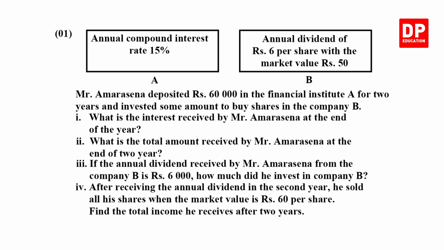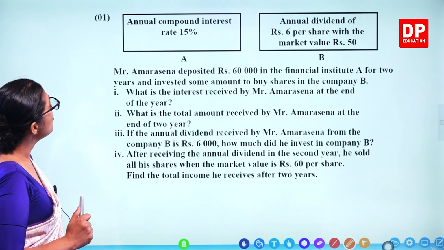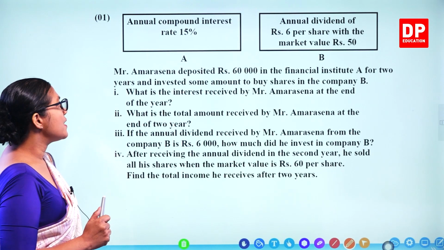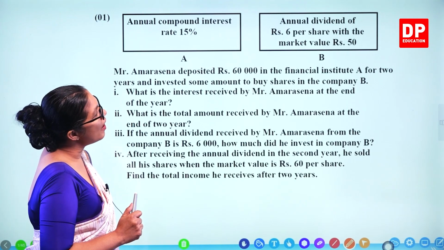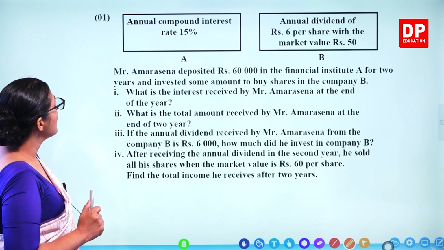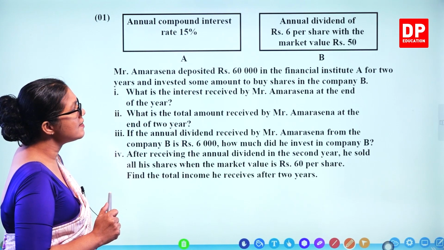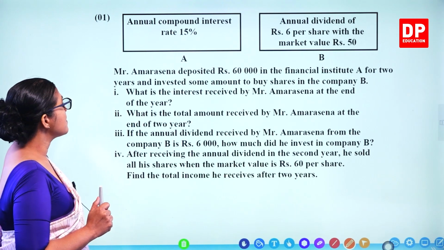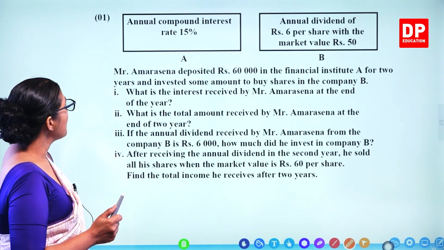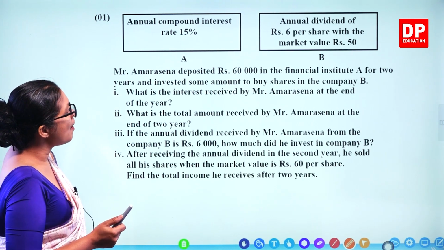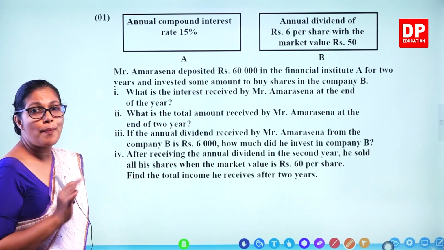Let's do question number 1 in paper 2, part A. Annual compound interest rate is 15% and annual dividend of 6 rupees per share with the market value 50 rupees. Mr. Amarasena deposited 60,000 rupees in the financial institute A for 2 years and invested some amount to buy shares in the company B. What is the interest received by Mr. Amarasena at the end of the year? And you get several questions. So 4 parts are there.